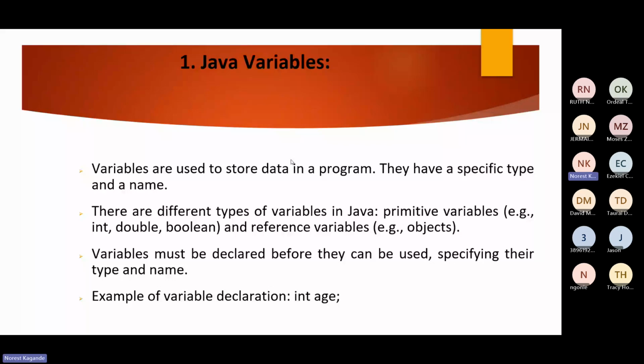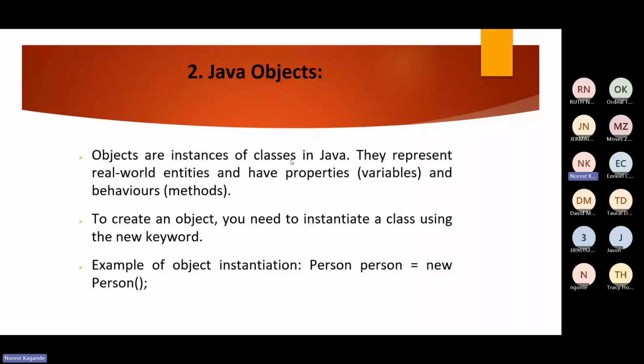We move on to the second, which is Java objects. Objects are instances of classes in Java. They represent real-world entities and have properties and behaviors. To create an object, you need to instantiate a class using the new keyword. For example, object instantiation is Person person = new Person(), in those brackets.